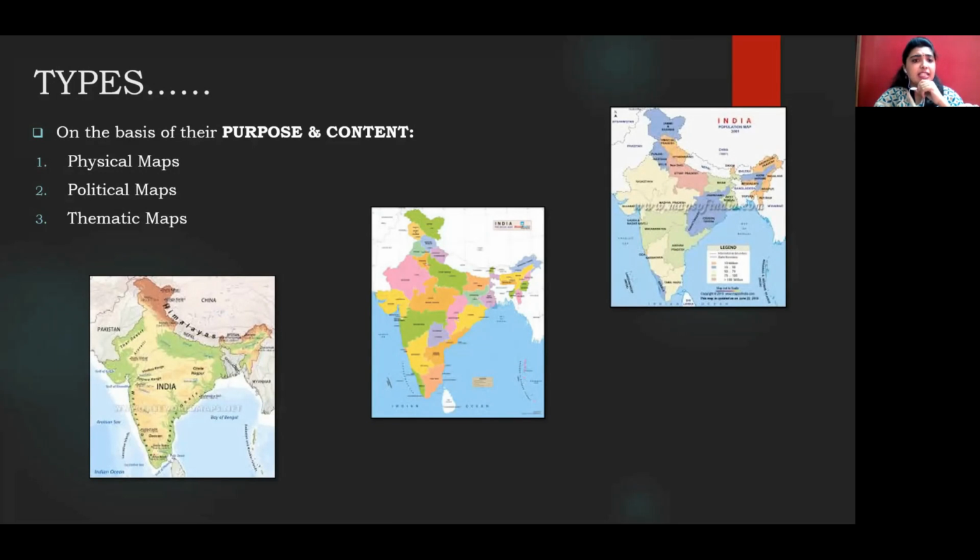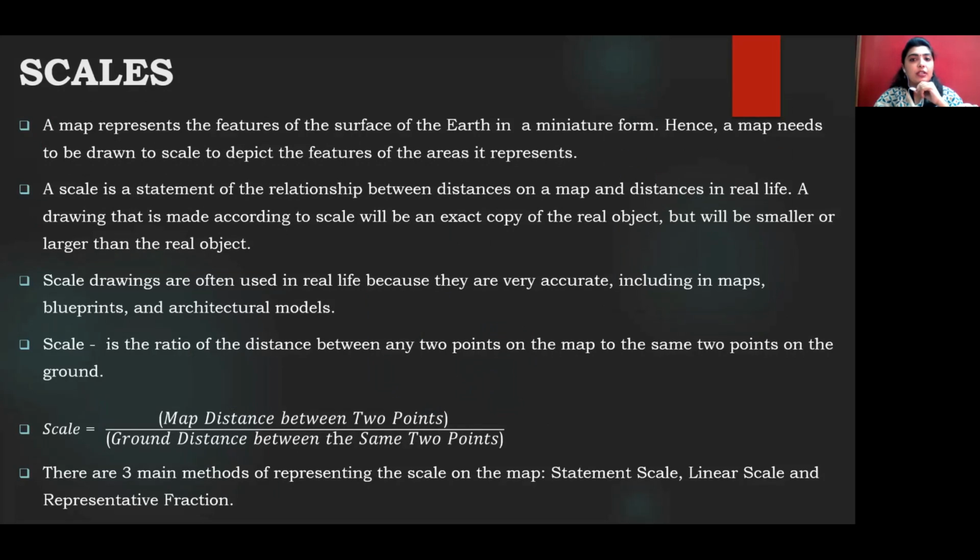Political divisions, the states of India: when I only show the boundaries of the states in India, that is nothing but a political map. And thematic maps are based on a certain theme. Now, if I want to show a population density map, then it becomes a thematic map because it is based on only one theme, which is population density. So that kind of maps we call thematic maps.